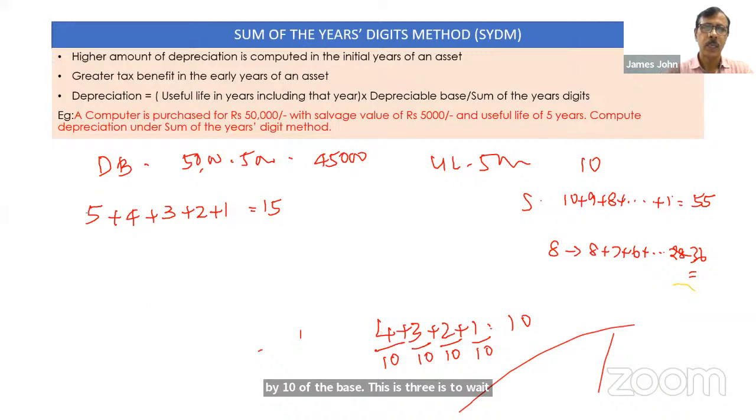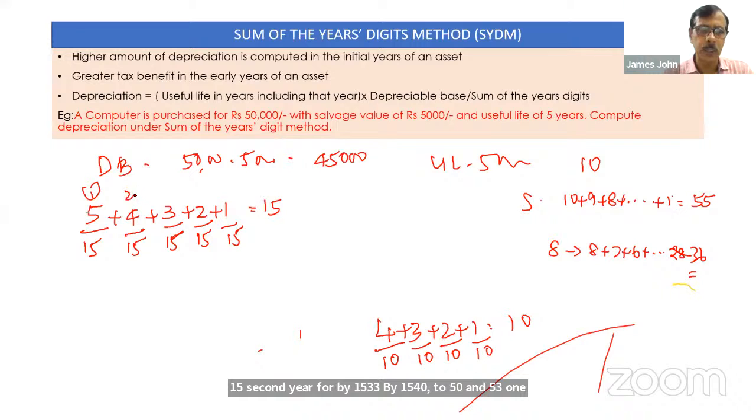Here the question is, useful life is 5 years. So the sum you got is 15. Now the first year it is 5 by 15. Second year 4 by 15. Third year 3 by 15. Fourth year 2 by 15. And fifth year 1 by 15. This is first year depreciation. This is second year. This is third year. This is fourth year. And this is fifth year.